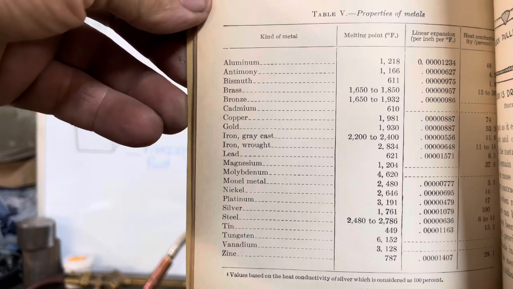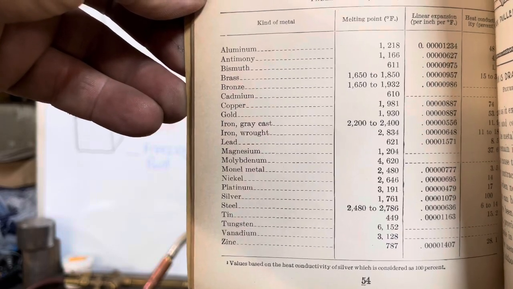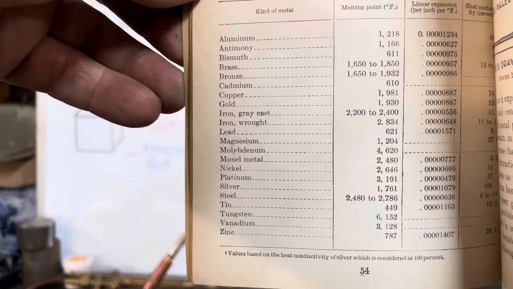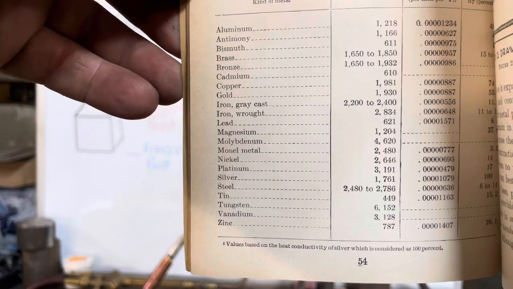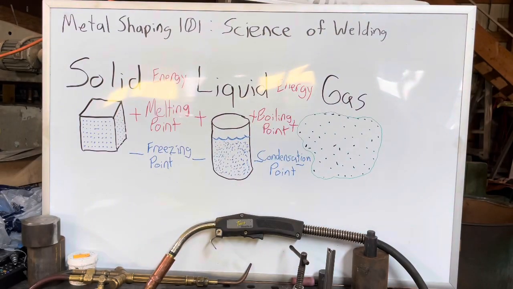This is a very old welding book that contains some melting points for different materials. As you can see, raw pure aluminum melts at 1,218 degrees. Steel, on the other hand, is 2,480 to 2,786. There's a variance there because of different alloys and compounds inside of it. As you alloy a material, a metal, you're changing the types of bonds that it has, and you will change its melting point. And that's why knowing that melting point is kind of an important thing in the welding process.